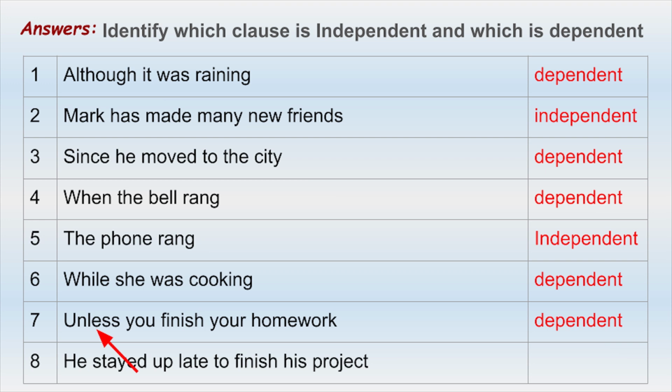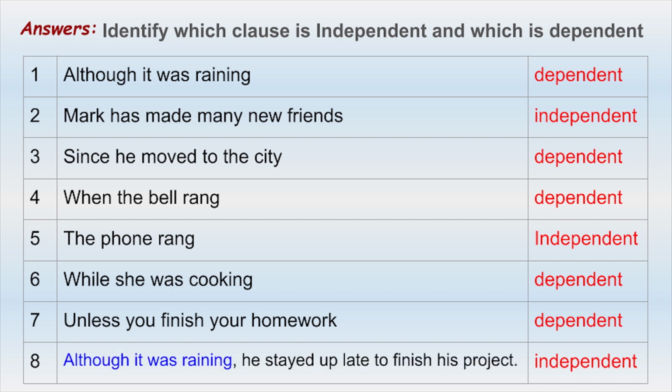And number 8, he stayed up late to finish his project. This is an independent clause. It expresses a complete thought. We could add one of the independent clauses from this list to make a complete sentence. We could add number 1. Although it was raining, he stayed up late to finish his project.